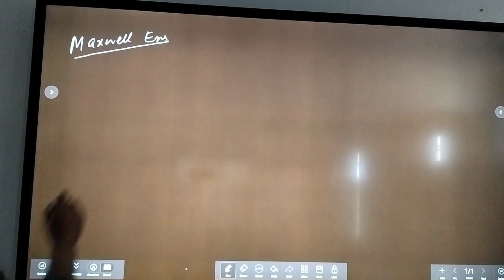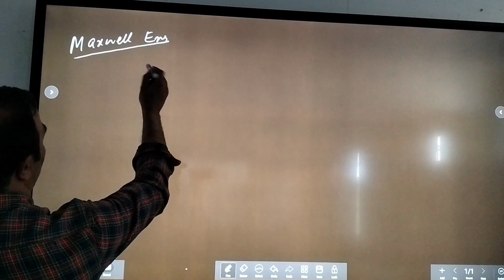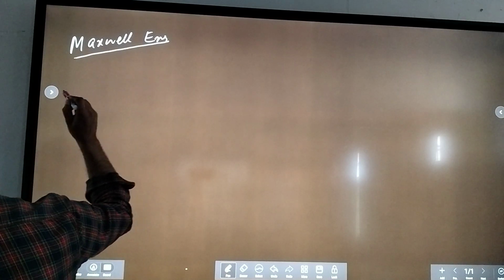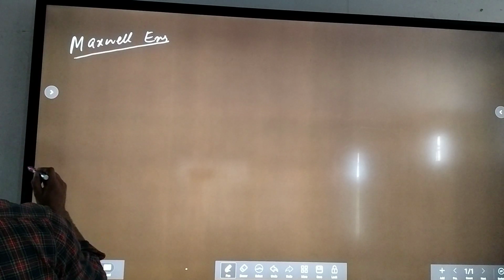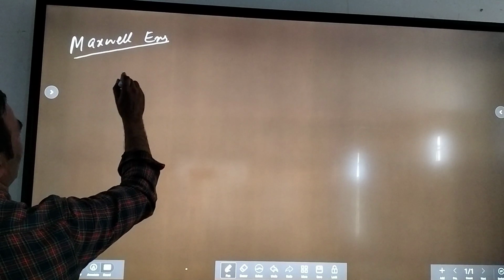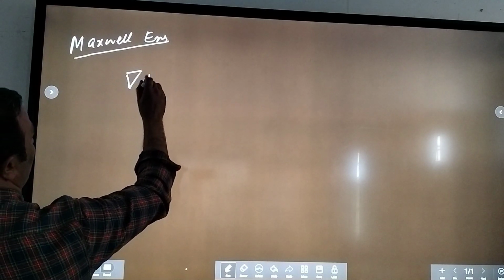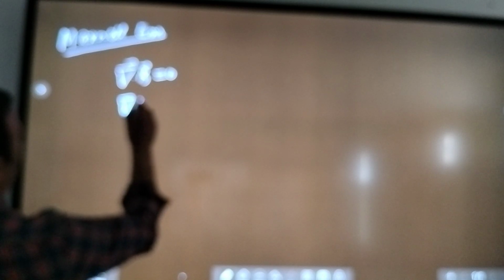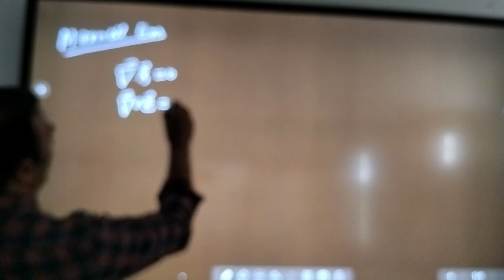Now let's write the second and third Maxwell equations. We can write them as: divergence of B equals 0, and curl of E is equal to minus partial B by partial t, right?